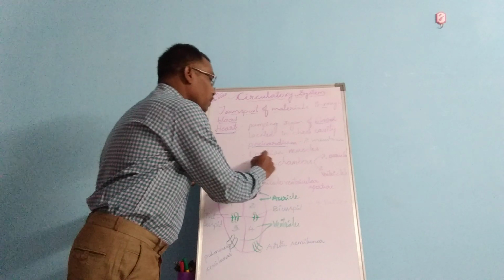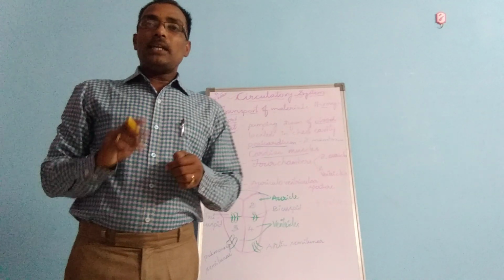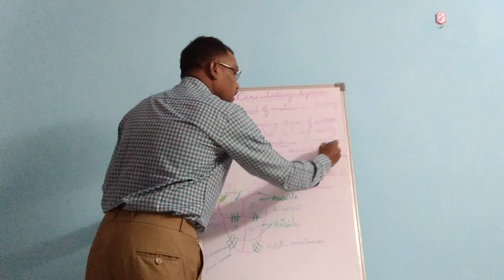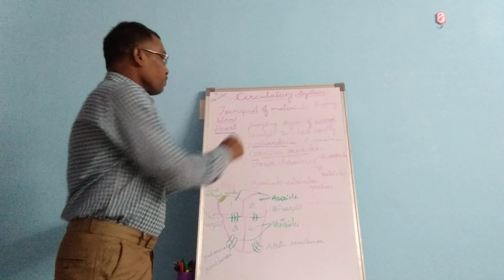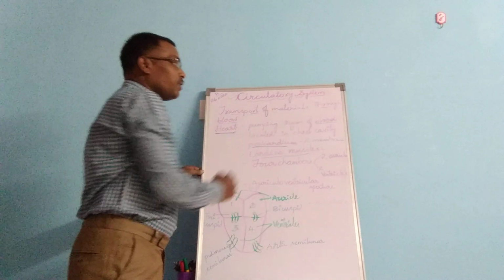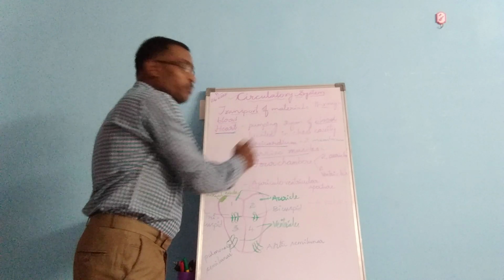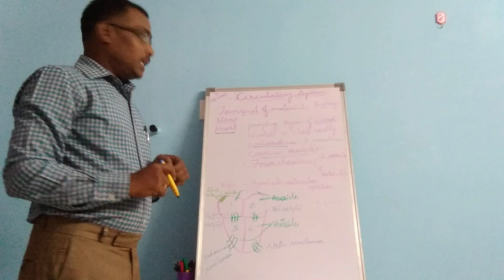And the heart is made up of a special type of muscles present in our body. The name of those muscles is cardiac muscles. Okay, the heart is a pumping organ of the blood, it is located in the chest cavity, it is covered with the pericardial membrane and is made up of cardiac muscles.